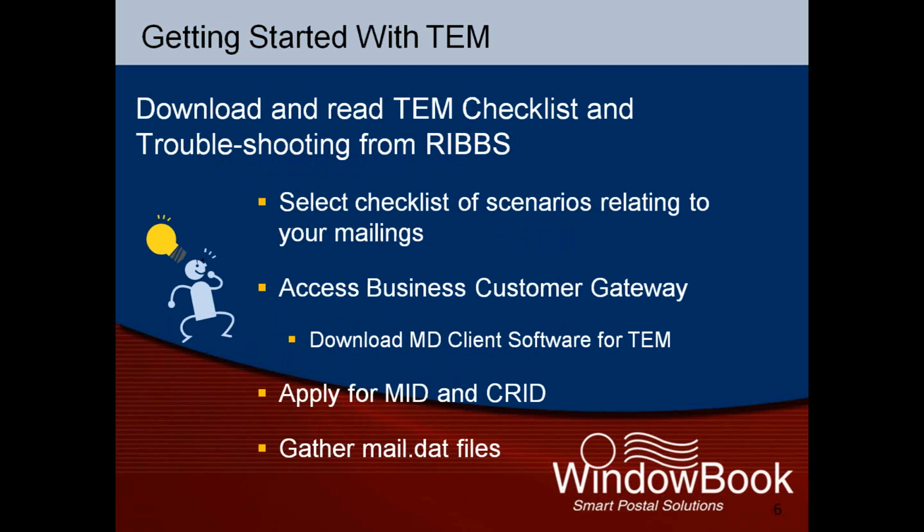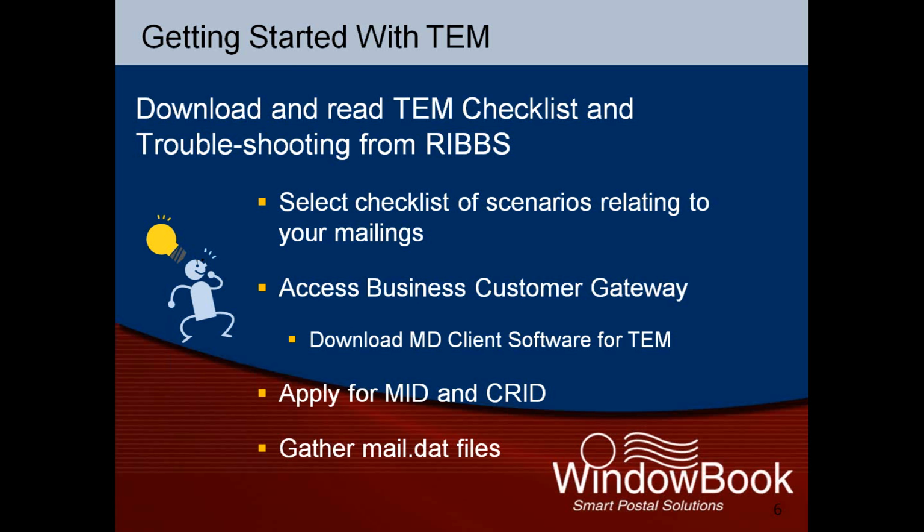So, how do mailers get started with TEM testing? Well, the first thing mailers should do is go to the Postal Service's RIBS website and download a document called the TEM Checklist and Troubleshooting. Mailers should read this document to understand more about the various TEM testing scenarios and to select the checklists that match the types of mailings that you do. The more different types of mailings you do, the more extensive your TEM testing process will be.